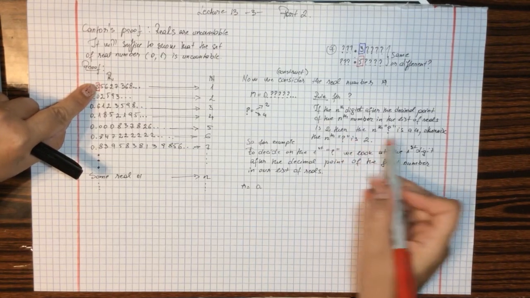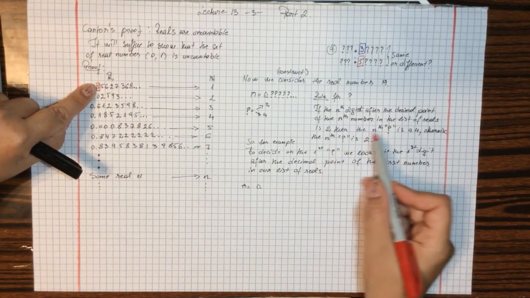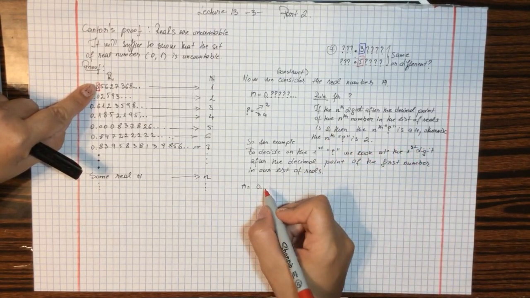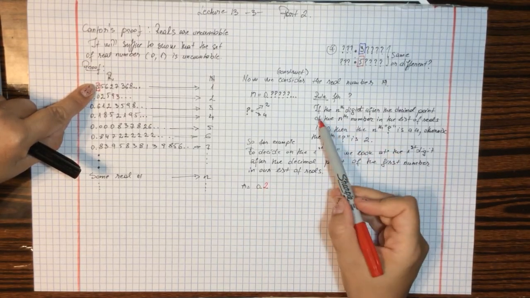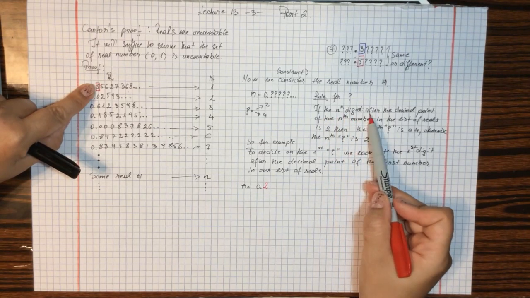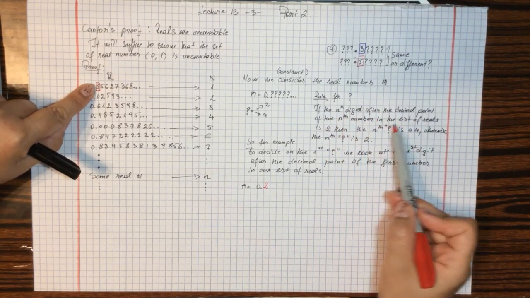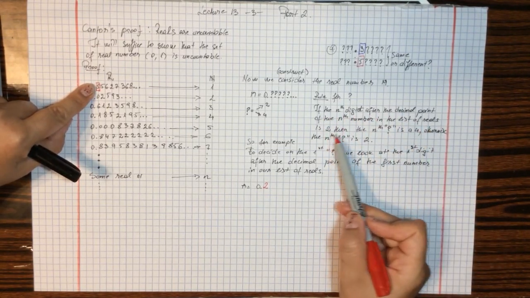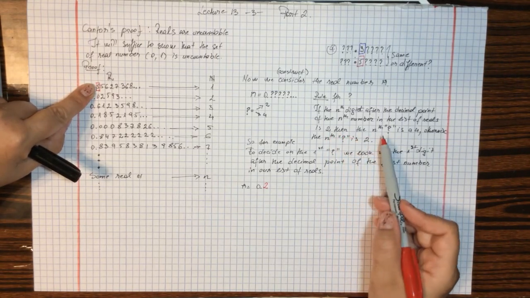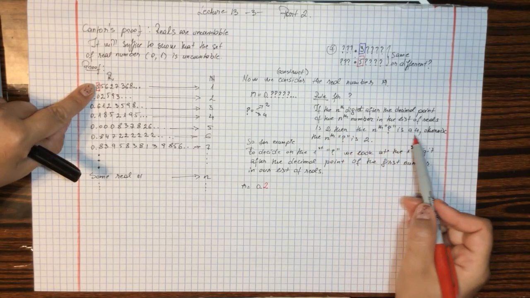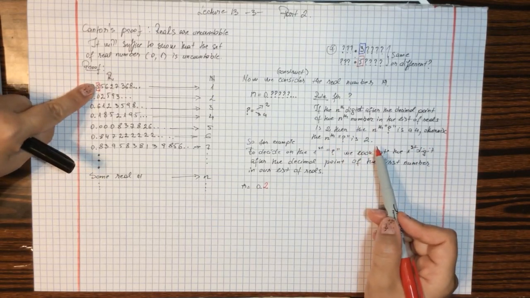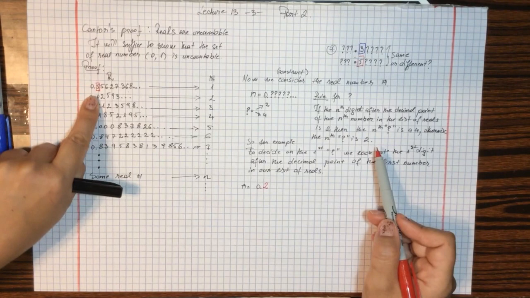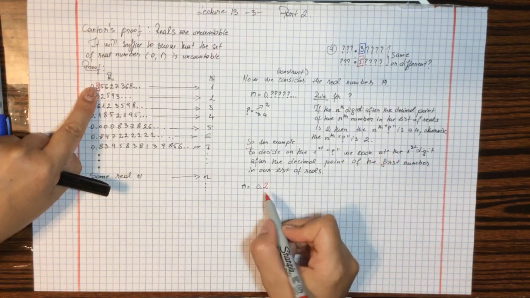It's not a 2. So if it's not a 2, then my first question mark is a 2, according to this rule. If the first digit after the decimal point of the first number in the list of reals is 2, then the first question mark is a 4. Otherwise, the first question mark is a 2. Looking at the first digit, it is a 5, it's not a 2. So my first question mark will be a 2.